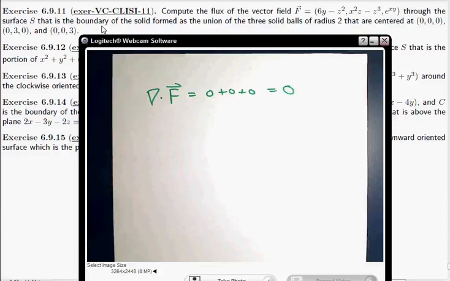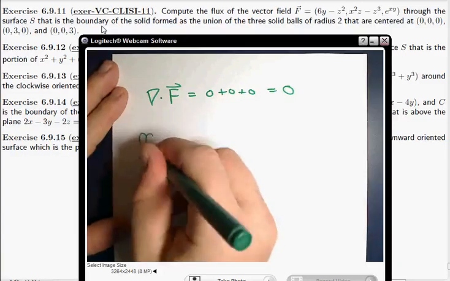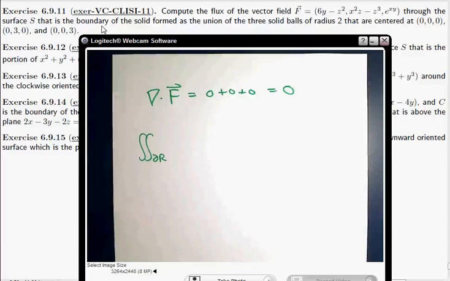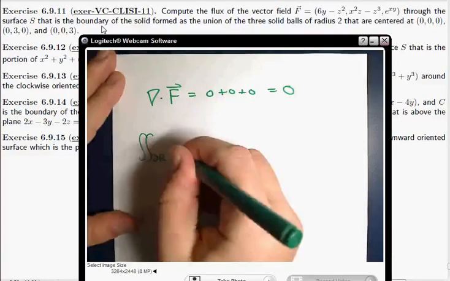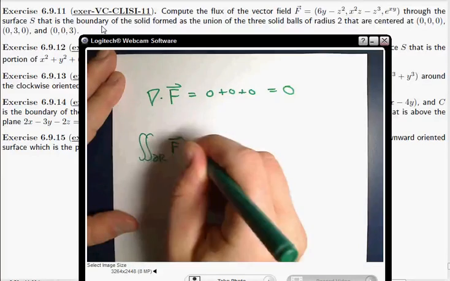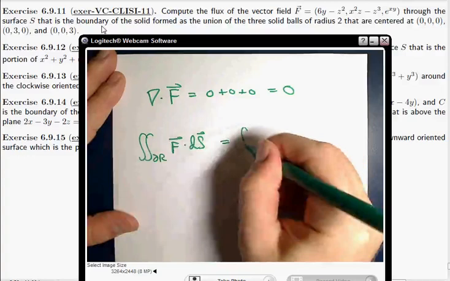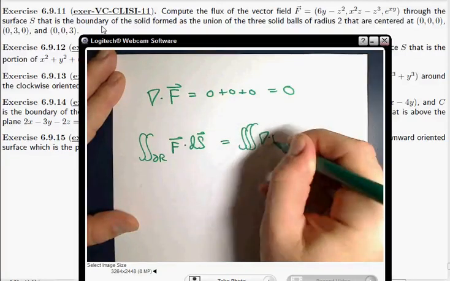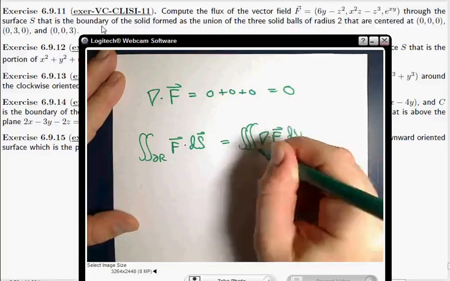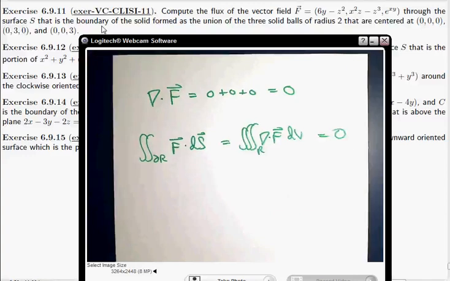which is 0, right? So therefore, the flux through the boundary of this solid, however weird and ugly this solid may look, according to Gauss's divergence theorem, is the triple integral of divergence, which is 0.